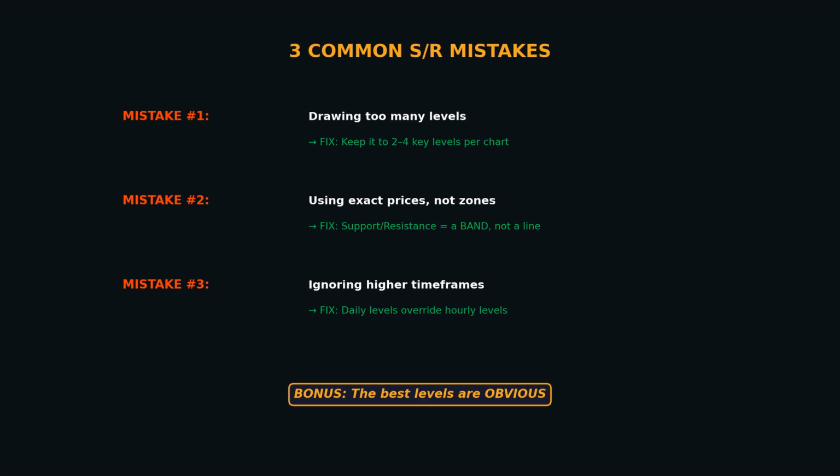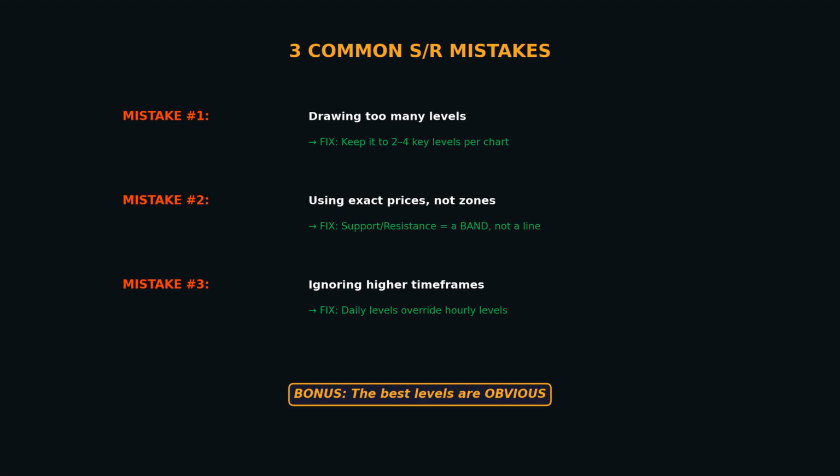Mistake number 2, using exact prices instead of zones. We covered this, but it bears repeating because it's that important. Support and resistance are areas, not lines. Give them room. Use a zone. This alone will improve your results dramatically because you'll stop getting stopped out by wicks.